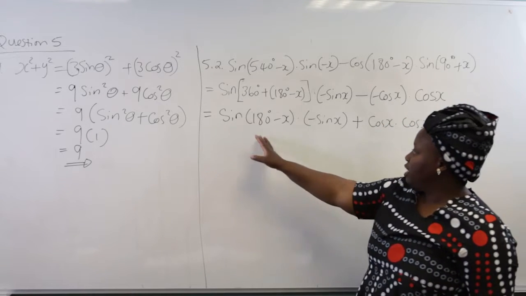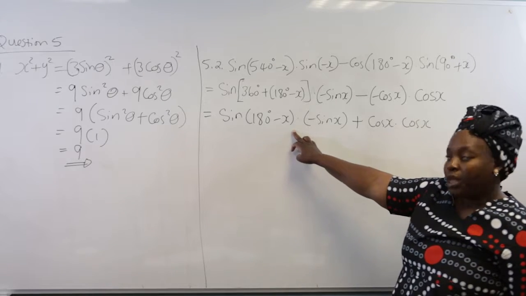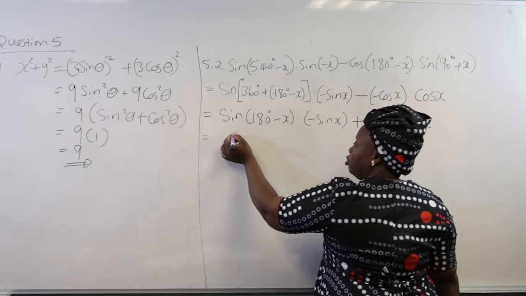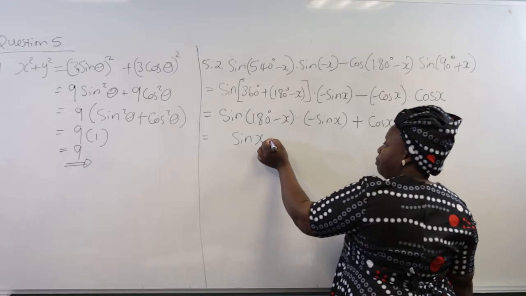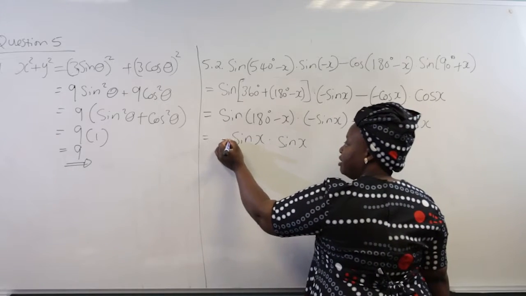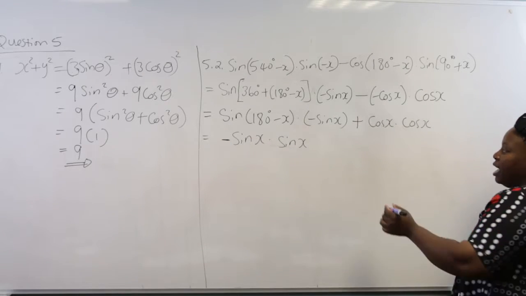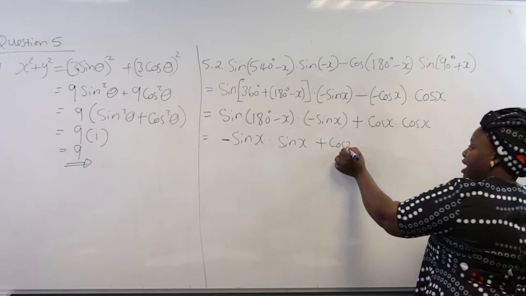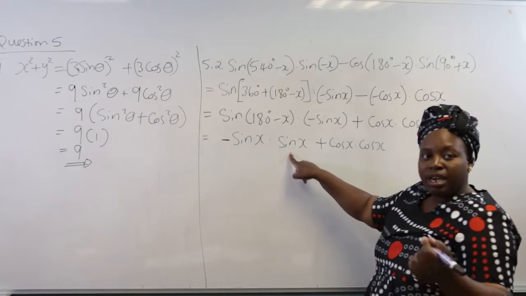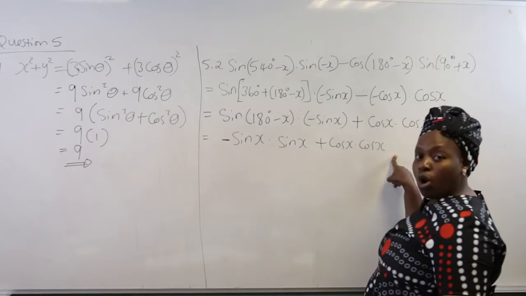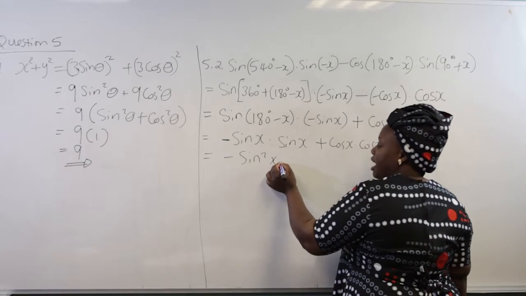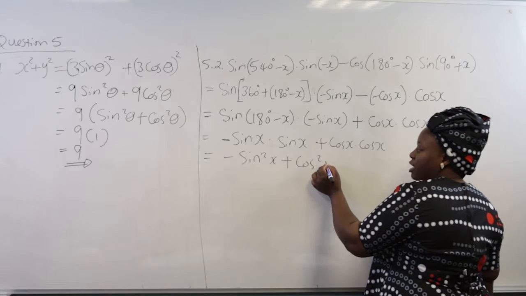Now let's go back to this part. We still have 180 minus. 180 minus is on the second quadrant where sine is positive. So we're going to put our sin x multiplied by the sin x. Remember there's a negative, so we're going to put our negative there so that we can remember. And there's plus cos x times cos x. If you look at it, this is sin x, we can make it sin squared x. This we can make it cos squared x. So let's do that. This is negative sin squared x plus cos squared x.